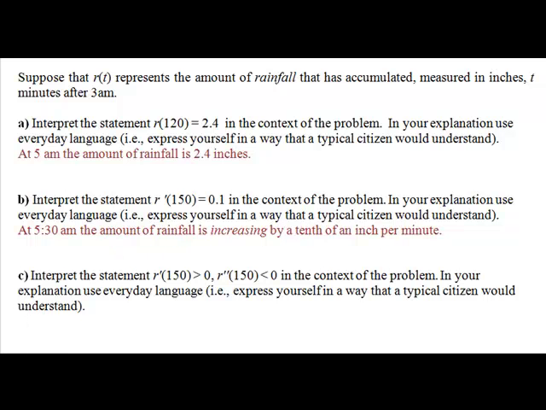Going on to our last statement. Interpret the statement R prime of 150 is greater than 0, R double prime of 150 is less than 0 in the context of the problem. So again, this is happening at 5:30 a.m. So at 5:30 a.m., the amount of rainfall, now since our first derivative is positive, we can say the amount of rainfall is increasing. Now since our second derivative at that point is negative, we know that it's increasing at a decreasing rate. And that is what we can say about the derivative notation in part C.